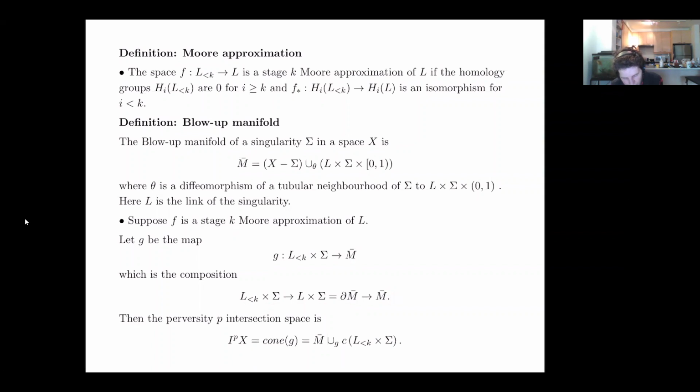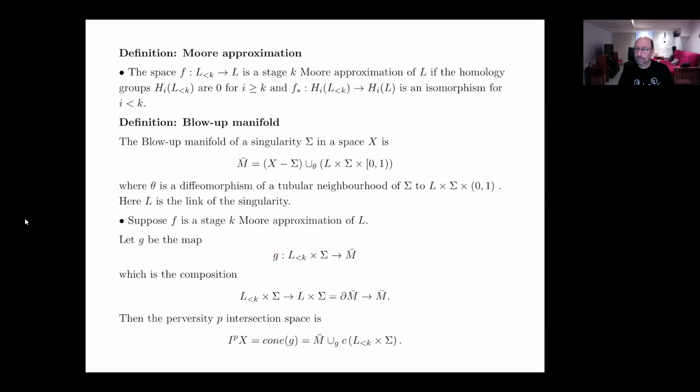And Banagl-Hunziker defined the perversity P intersection space as the blow-up space union with the cone on the Moore approximation crossed with sigma, with an identification using the map G.